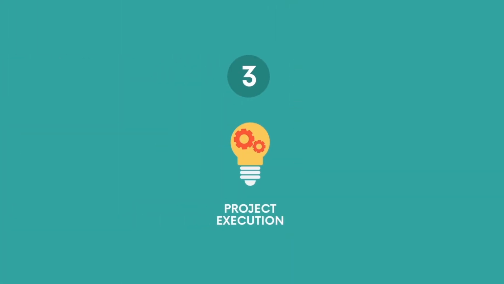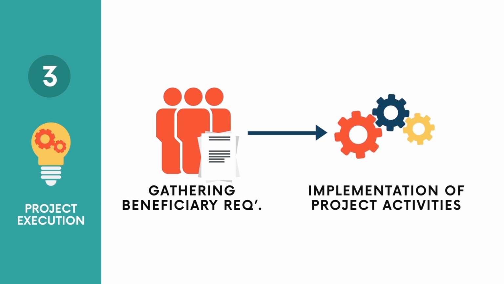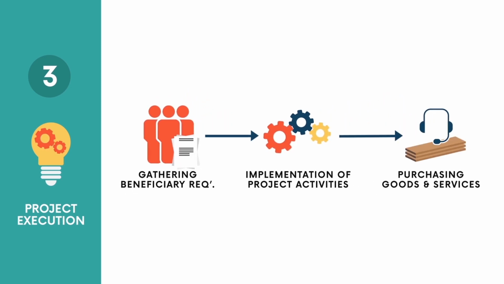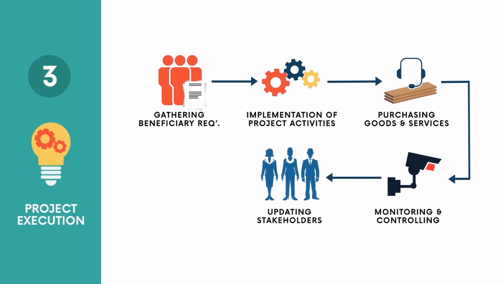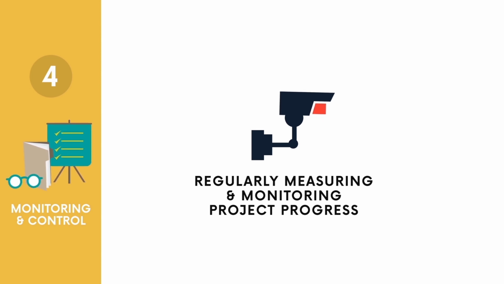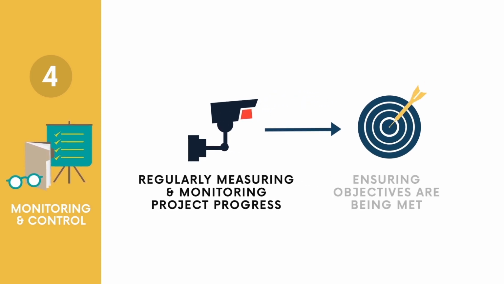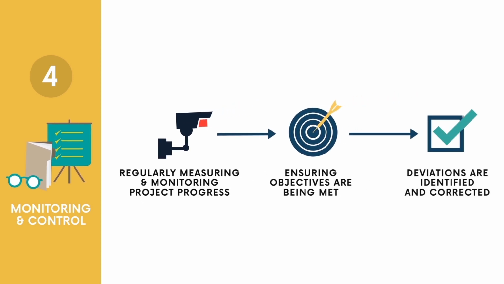Phase 3. Project execution. The execution phase includes gathering beneficiary requirements, implementation of project activities, purchasing goods and services, monitoring and controlling the project, as well as keeping stakeholders updated on project progress. Phase 4. Monitoring and control. This phase involves regularly measuring and monitoring project progress and ensuring objectives are being met. Deviations from the project plan are identified and corrected.